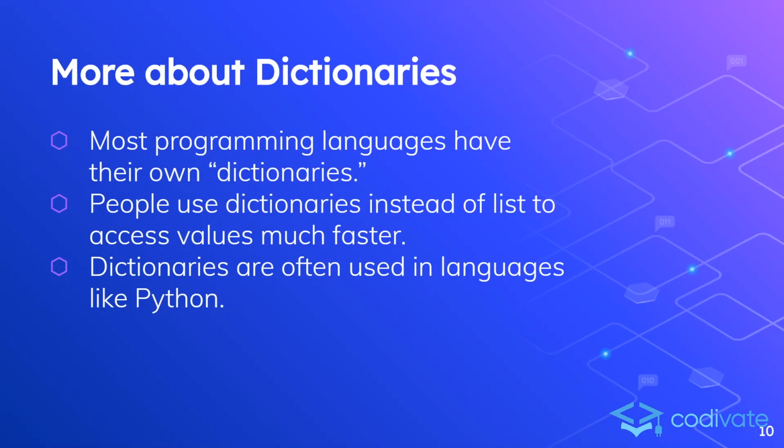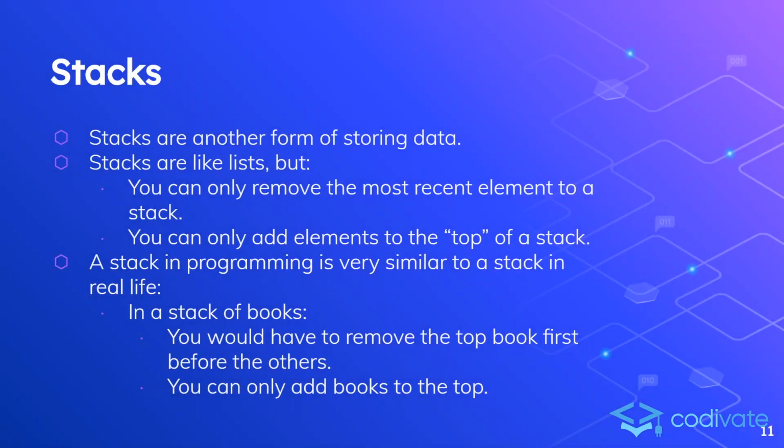So we also recognize that most programming languages have their own dictionaries. People use dictionaries instead of lists to access values much faster. Dictionaries are often used in languages like Python, as you will see if you study Python.